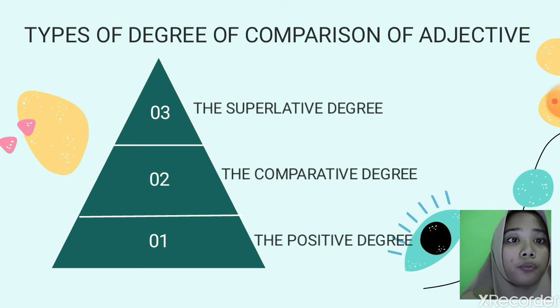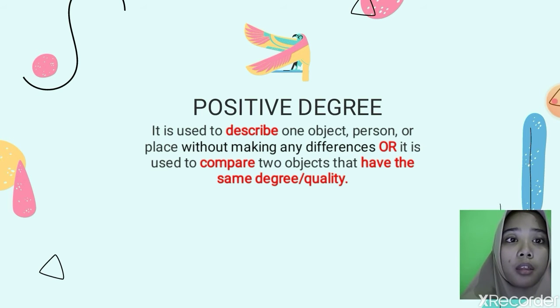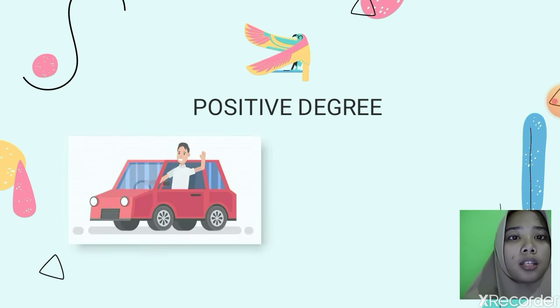Let's move on to the first explanation, the positive degree. It is used to describe one object, person, or place without making any differences, or it is used to compare two objects that have the same degree or quality. So there are two functions of the positive degree here. The first one, we only describe one object without comparing it with another object, and the second one, we compare two objects that have the same quality. Let's see the examples.